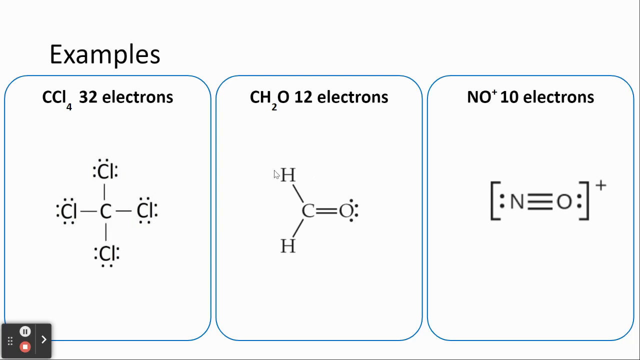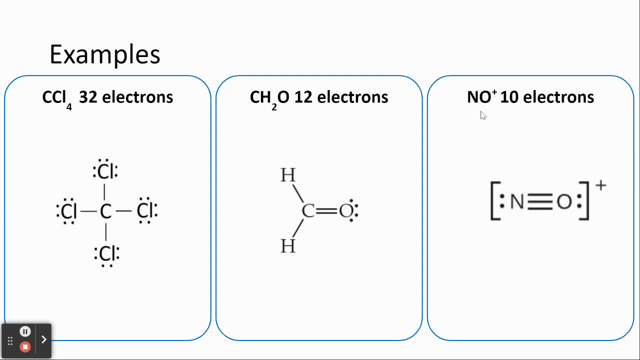Hydrogen is stable because it's got 2. Hydrogen here is stable because it's got 2. Carbon is stable because it's got 2, 4, 6, 8. And oxygen is stable because it's got 2, 4, 6, 8. So this would be a stable structure.